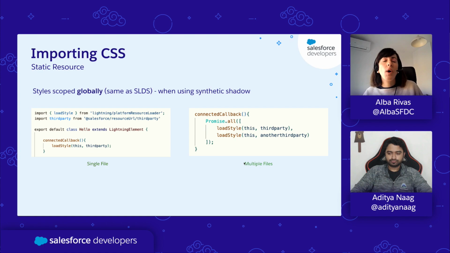One of the considerations when using loadStyle is that the styles that you load are going to be scoped globally. We are talking about exactly the same use case that we have in the Lightning Design System. The Lightning Design System styles are not scoped to your components and don't have an attribute scoping them to your components, and it's going to be exactly the same for styles loaded using loadStyle from the platformResourceLoader module. I'm going to show you an example of that.